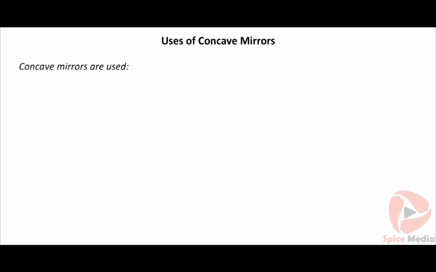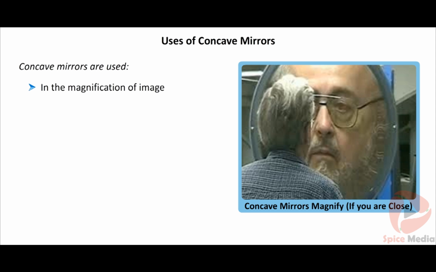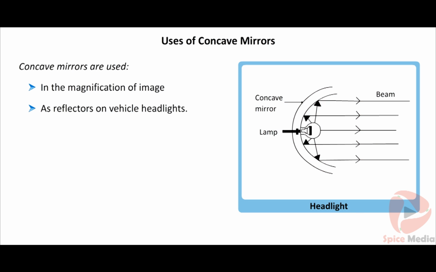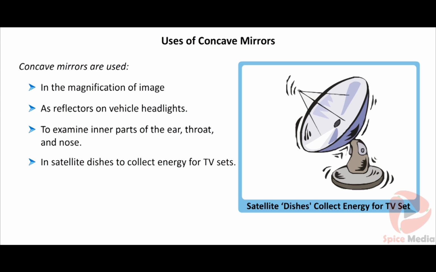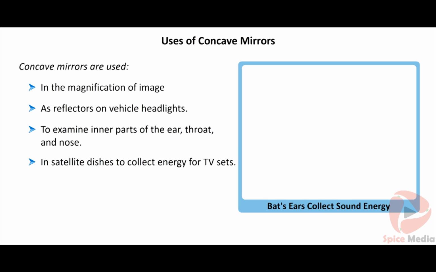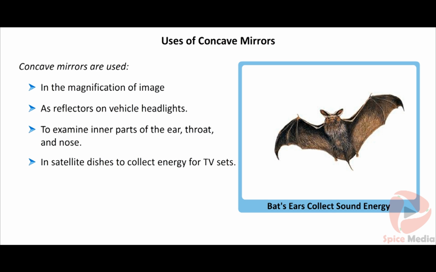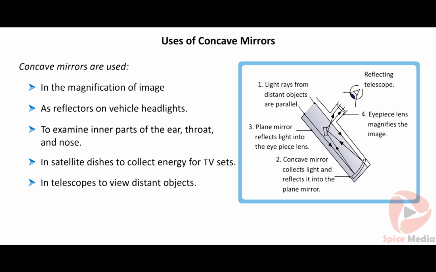Concave mirrors find various uses in day-to-day life. You can use concave mirrors to magnify the images formed on it. They are used as reflectors on the headlight of vehicles. Dentists and ENT specialists use concave mirrors to check inner parts of the ear, throat, and nose. They are used in satellite dishes to collect energy for TV sets. The concave shape of a bat's ear helps it to collect sound energy. They are also used in telescopes to view distant objects.